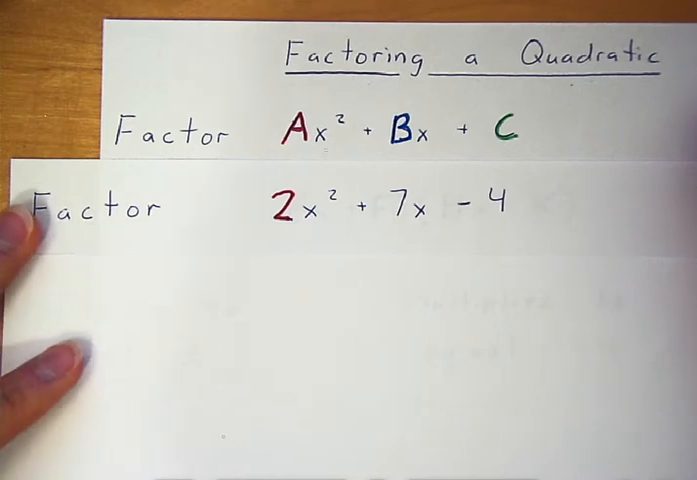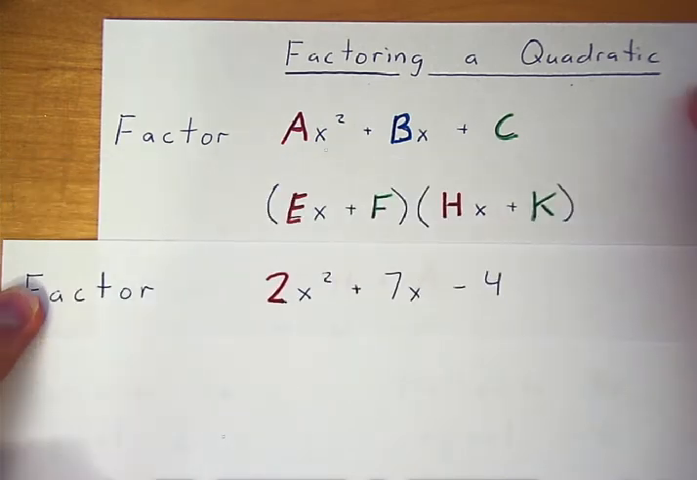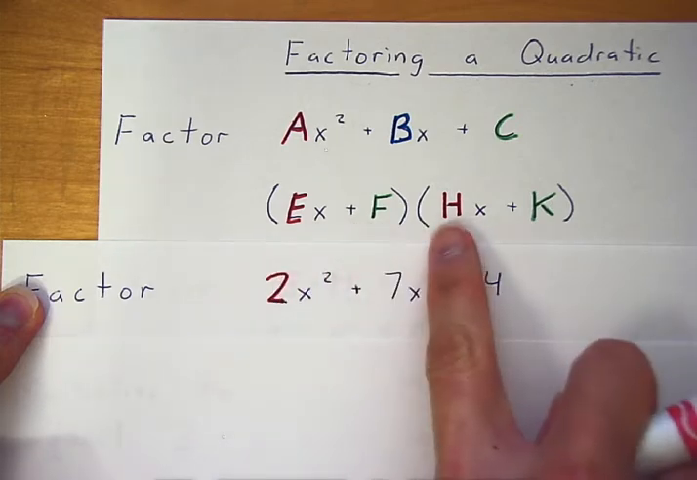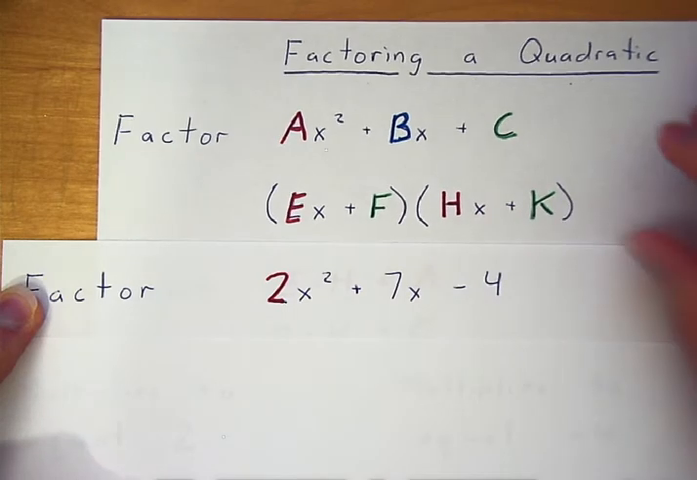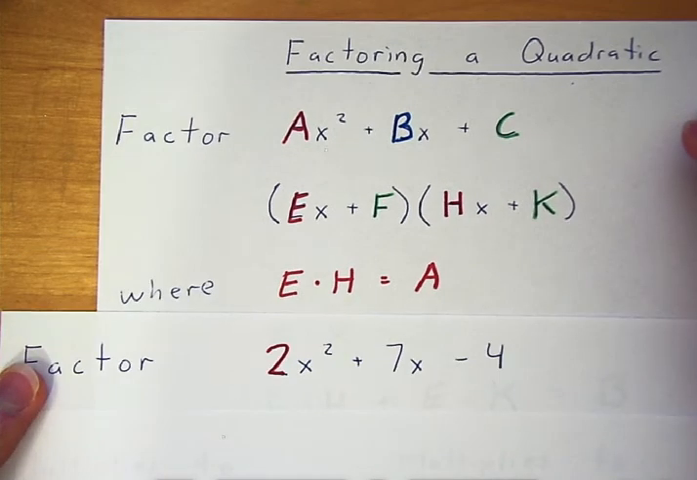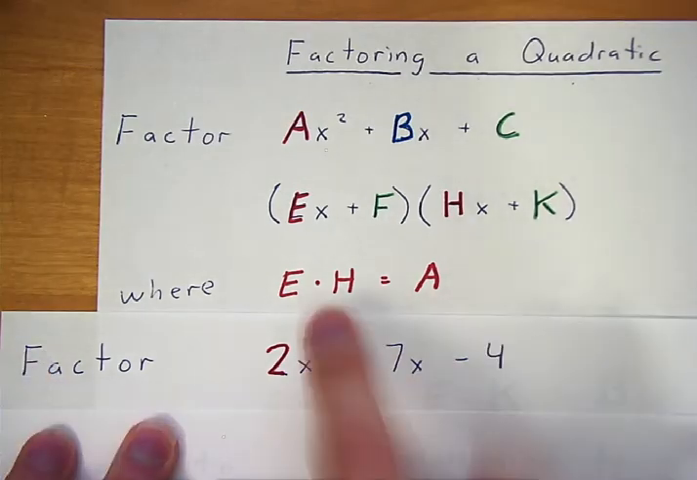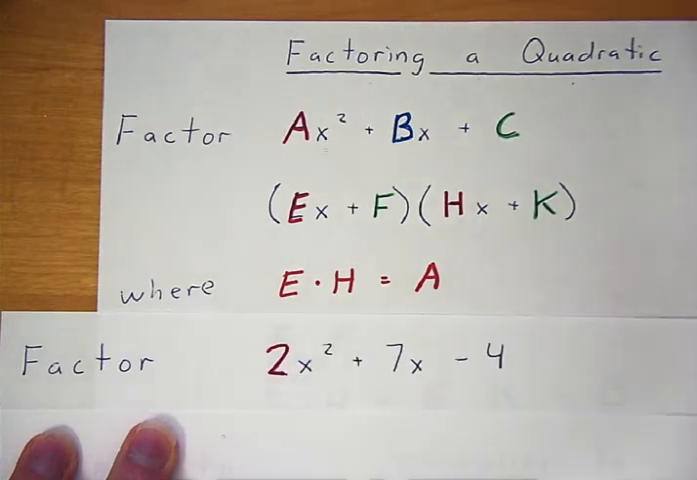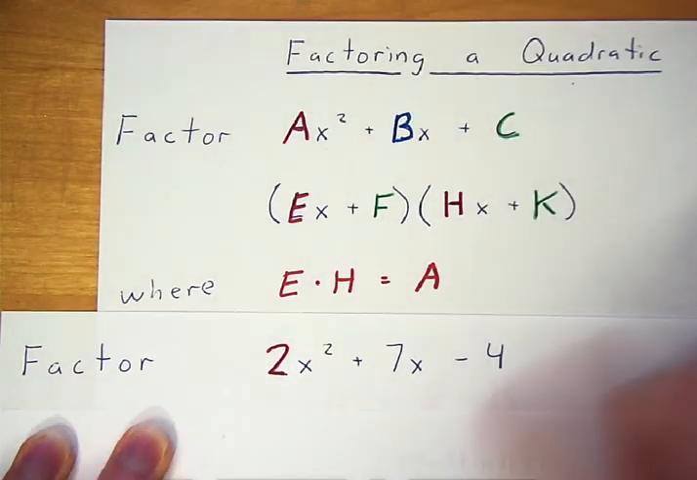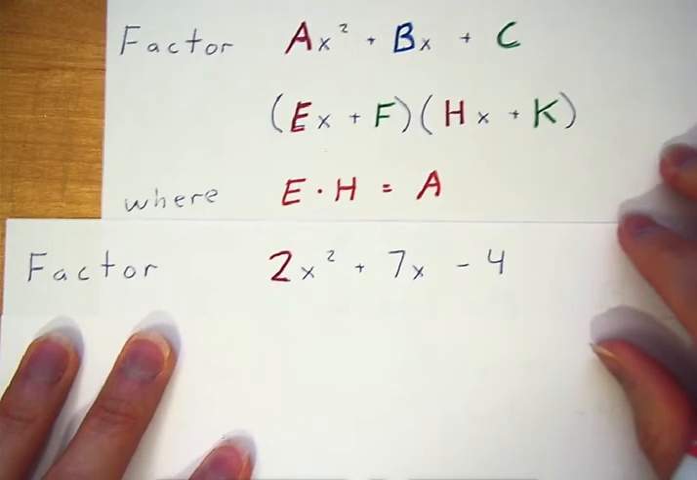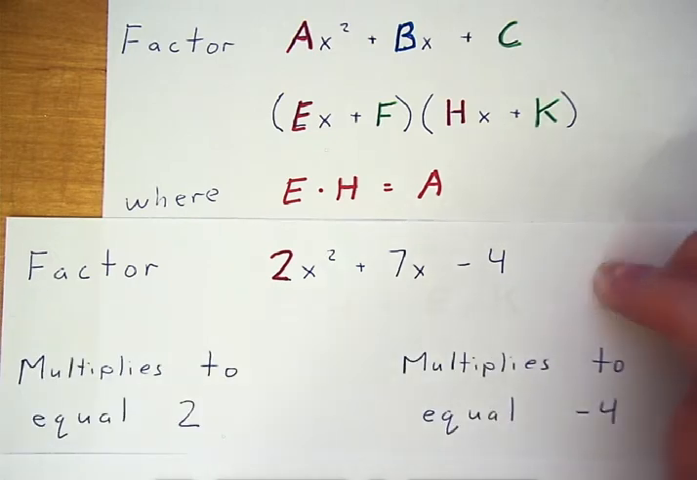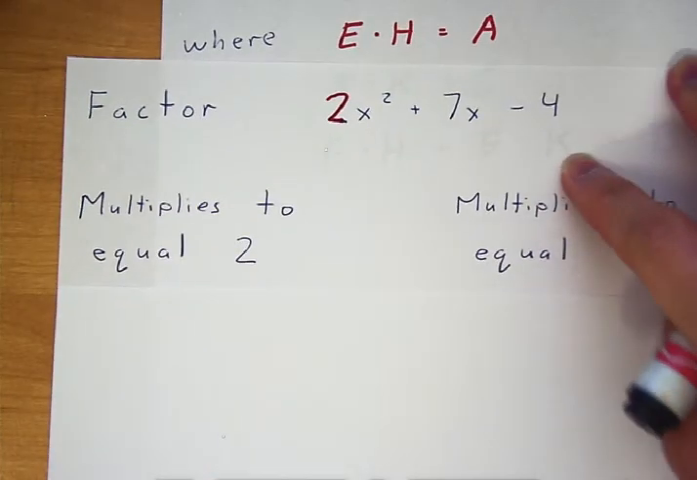So I'm trying to change this into a number times x plus a number times x plus a number. And like we said earlier, you're looking for two numbers, E and H, that will multiply to equal this number A. So for our example right here, we're looking for two numbers that multiply to equal that positive 2. So what numbers multiply to equal 2?